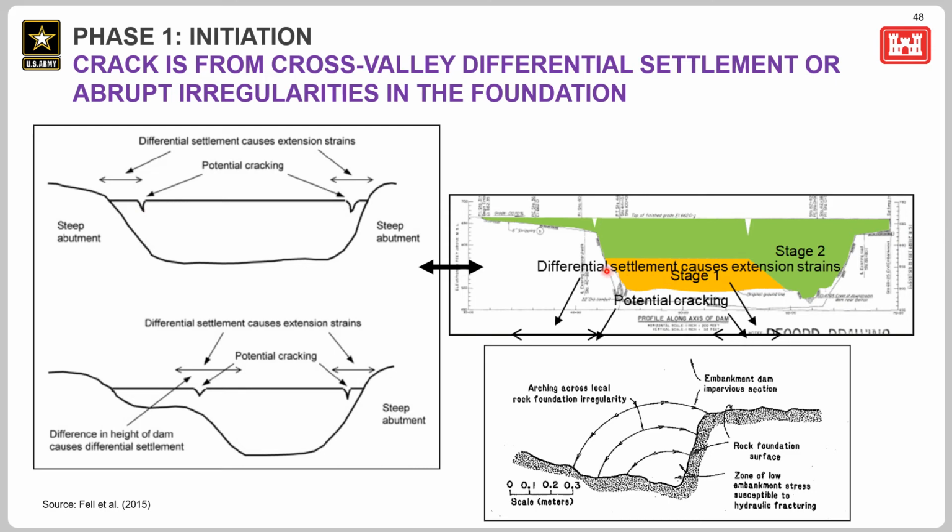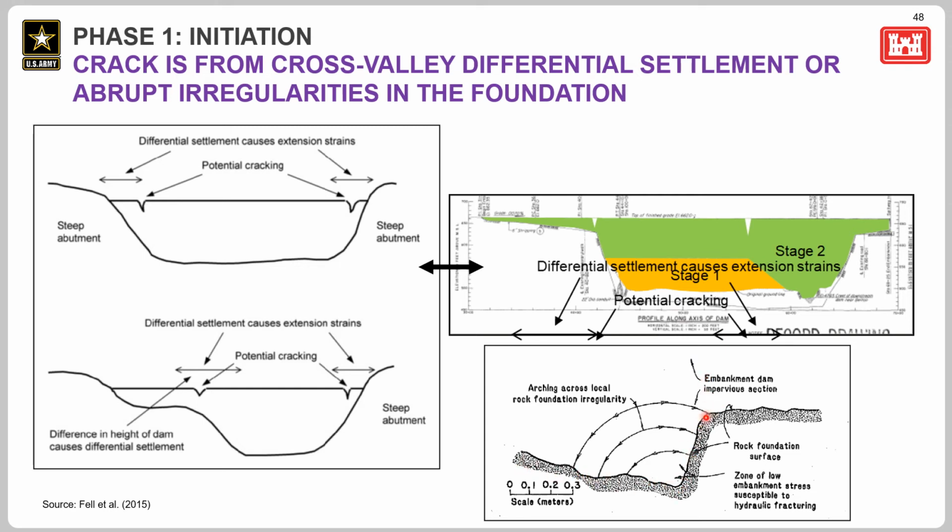Here on the top right, we see an effective step caused by 2 different stages of embankment placement. So if the material properties of one stage vary from the material properties of another stage, that can cause differential settlement as well and cracking. And then here on the bottom right, we see an abrupt irregularity in rock foundation.